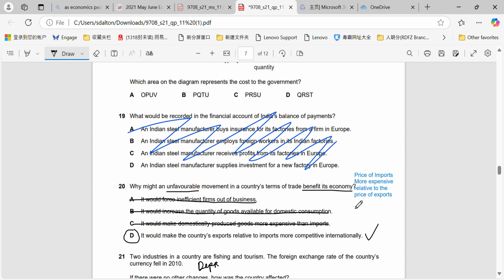Why? Because the price of exports drop and the price of imports rise. So we may actually want an unfavourable movement, a deterioration in terms of trade, making our exports more competitive internationally than our imports because their price drops.